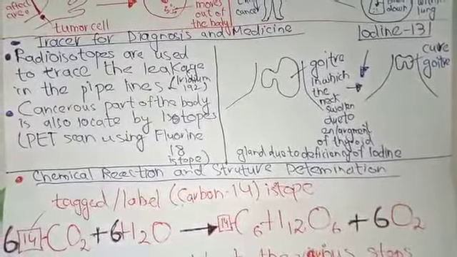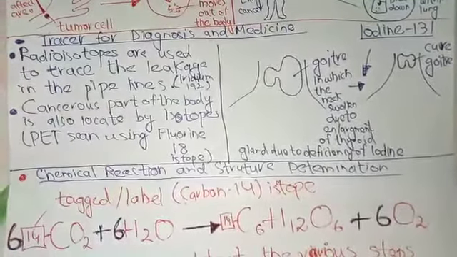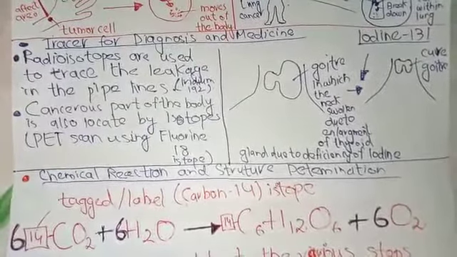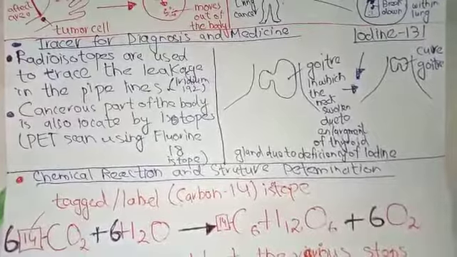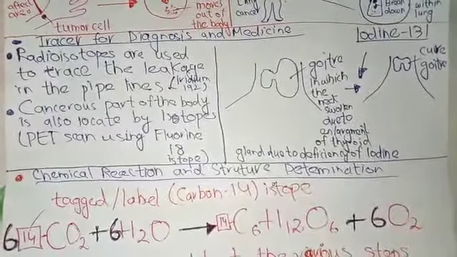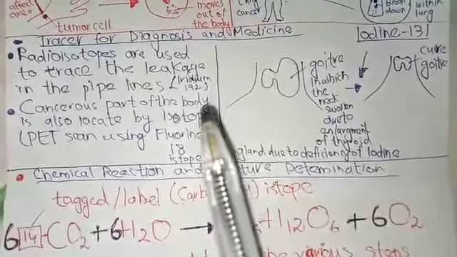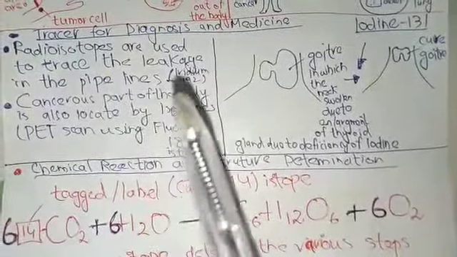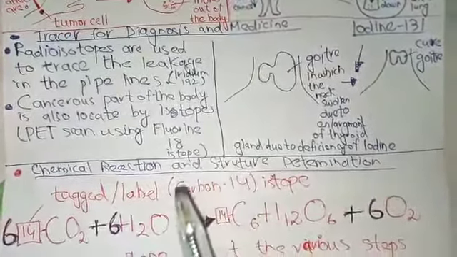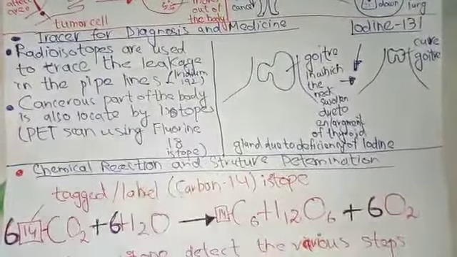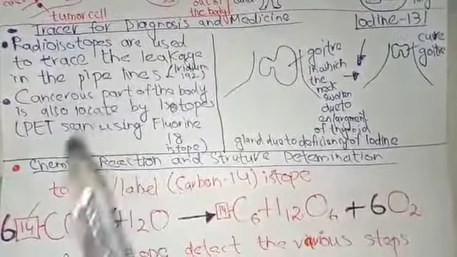So here this is the first one. Radioisotopes are used to trace the leakage in the pipelines. For example, the iridium 192 radioactive isotope is actually utilized to indicate or locate the leakage within the pipeline. Now here the iridium 192 is utilized for tracing the leakage within the pipeline. So that's why the iridium 192 radioactive isotope acts as a tracer to locate the leakage within the pipeline. Now here we will discuss the second example.